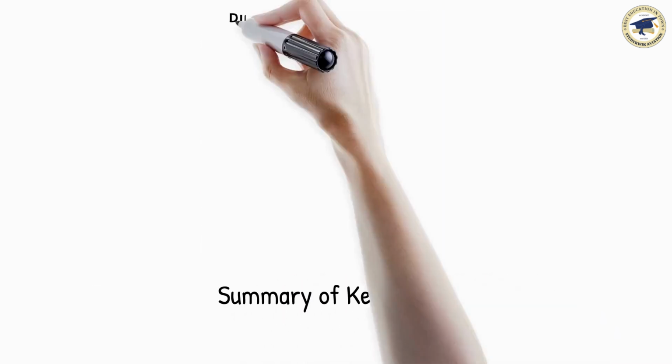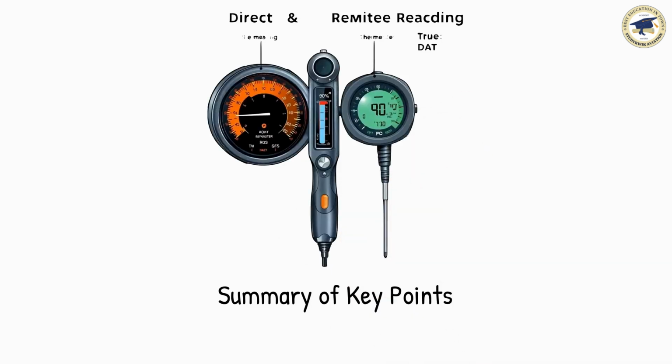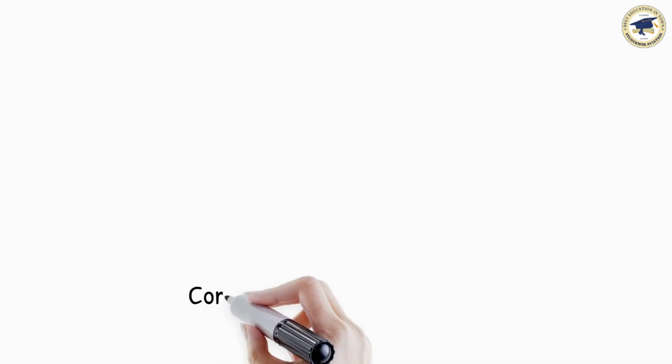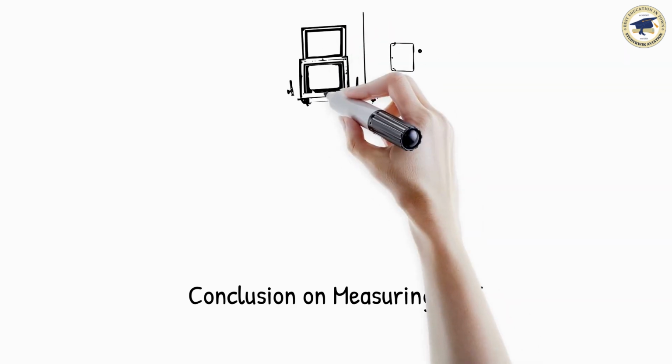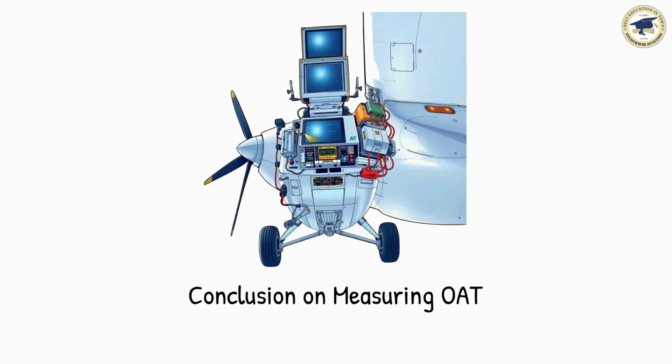Direct reading thermometers are simple but less accurate. Remote reading thermometers are more accurate and used in high-speed aircraft. TAT probes provide corrected readings of SAT, factoring in recovery and Mach number. In short, measuring outside air temperature, OAT, is not as simple as just sticking a thermometer outside an aircraft. It requires corrections and specialized probes to ensure safety, efficiency, and accurate performance calculations.